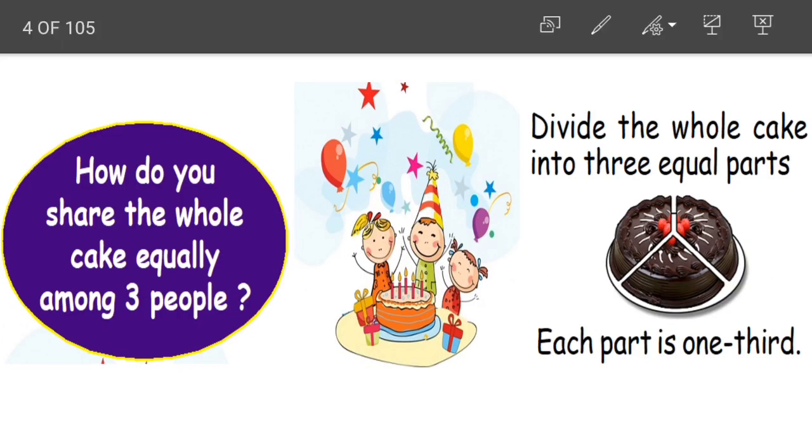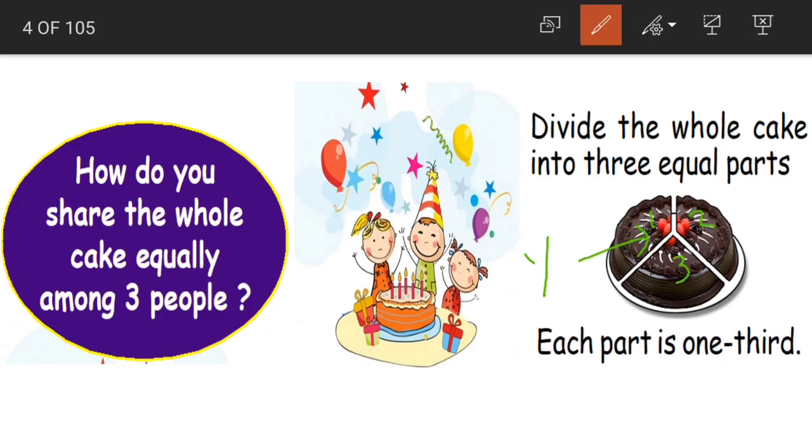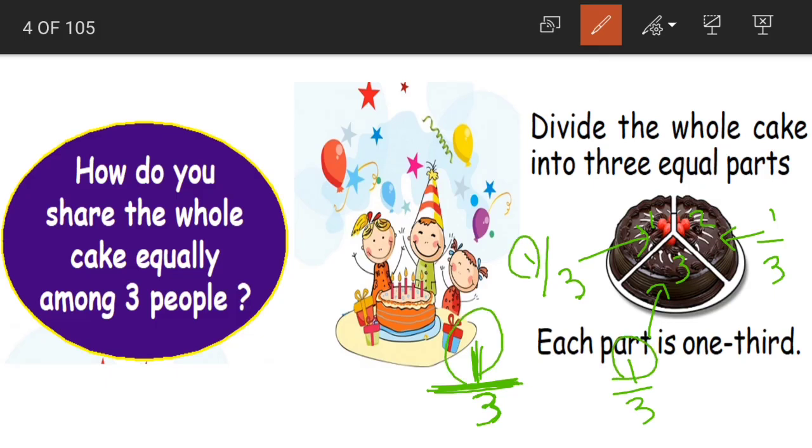Same, even here. See, it is divided into 1, 2, 3 parts. Yes, children. So each part is written as 1 by 3. Are you looking at this line here? It is read as 'by' or 'divided by'. So 1 by 3. This part is 1 by 3. This part is 1 by 3. And this part is 1 by 3. All these are equal 1 parts of the total 3 parts.